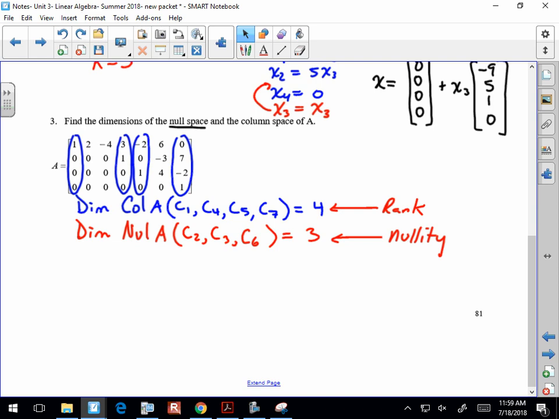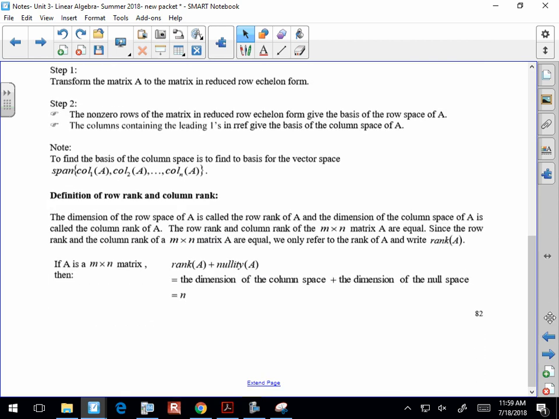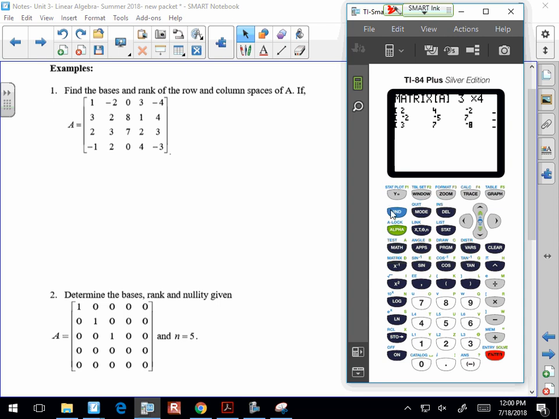And the row space would then be equal to the rank, but that's only in an n by n. All right, so bases and rank of the row and column spaces of A, if A is given. All right, so, four by five. Yeah, the rank is going to be the dimension of the column space, yeah.